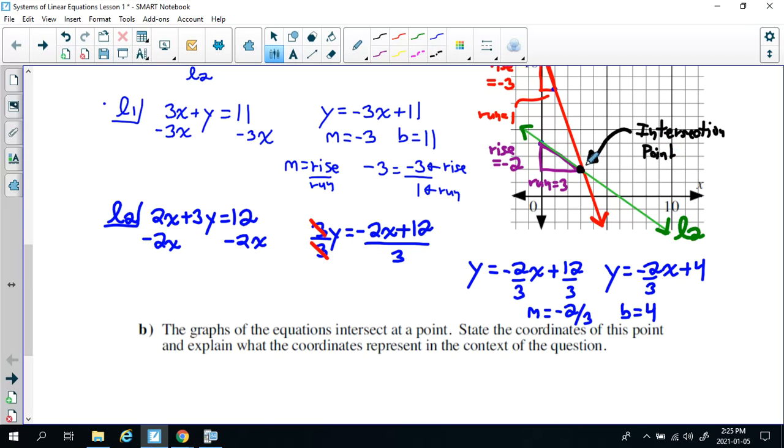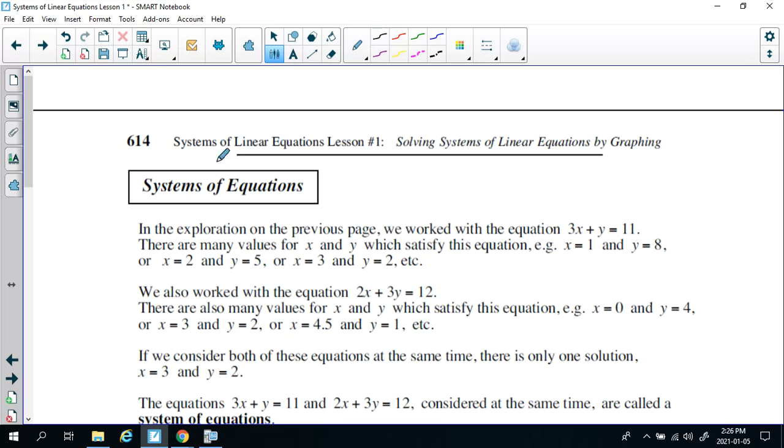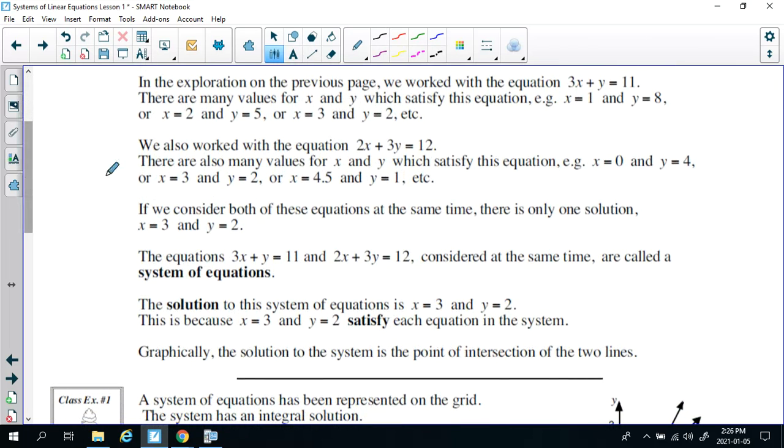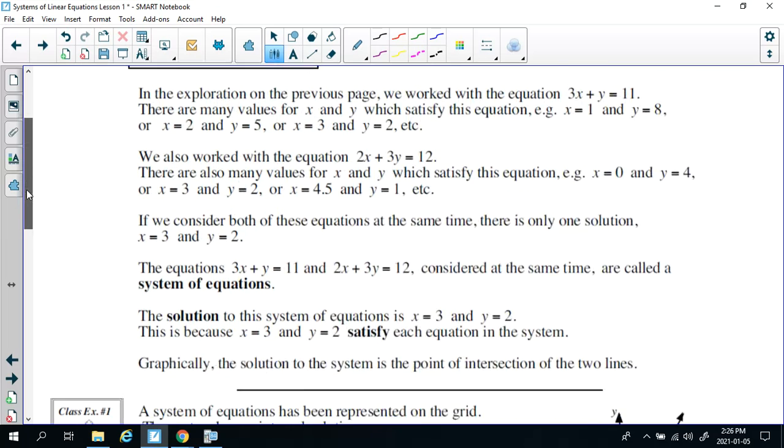Okay, so what are the coordinates of this intersection point? Well, if you go down to the x-axis, it would hit the x-axis at 3. And if you went over to the y-axis, it would hit it at 2. Therefore, this intersection point would have coordinates of (3, 2). Okay, we're going to come back to this in a second, because the intersection point of these two lines is actually going to be quite significant. Okay, let's go to the next page. I'm going to skip over a bunch of this text here. We're going to start down here.